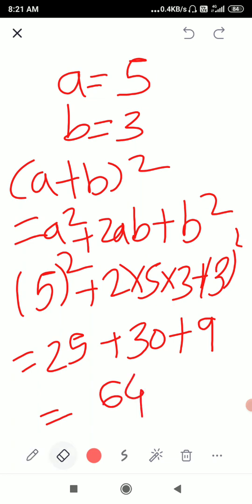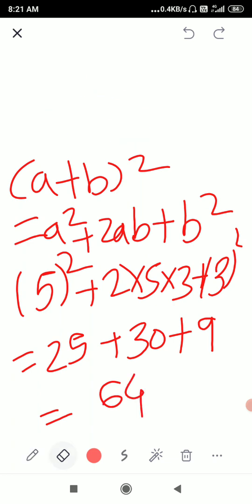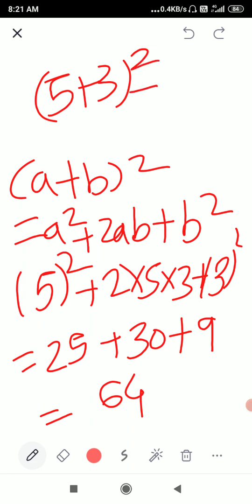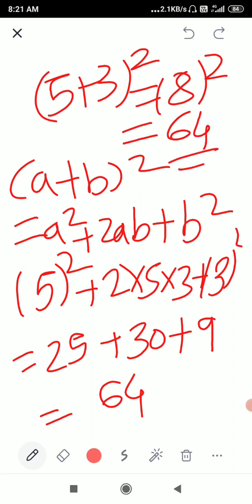Now here only I will write for verification, a plus b, 5 plus 3 bracket square. So 5 plus 3 is 8, and 8 square is 64. Means this is the correct formula for a plus b square. Yes. Now next we will take a minus b, a minus b bracket square.